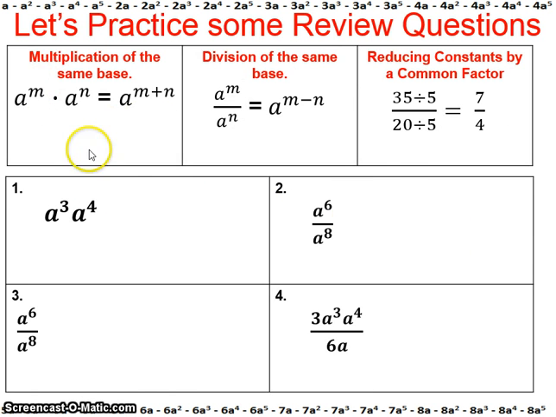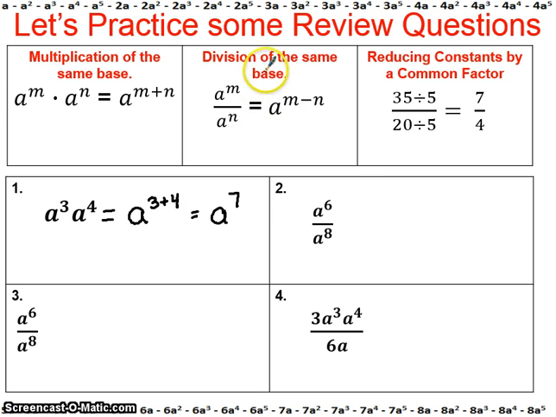Now, this is what your chart should look like filled in, and we're going to use that to practice 4 review questions. In number 1, we see a to the third times a to the fourth. Notice there's no multiplication sign in here, but because they are touching, we know it means it's multiplication. So this will be equal to the same base to the addition of the exponents, 3 plus 4, to get a to the 7th. Some of you are able to skip writing this step. Some of you still are writing that, and that's okay too.